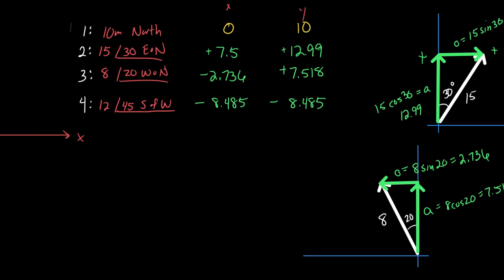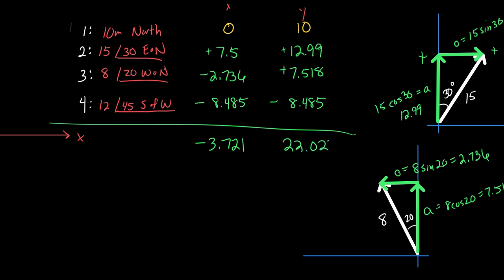Step 2, add up like components. Alrighty. So that's going to be 0 plus 7.5 minus 2.736 minus 8.485. Negative 3.721. My addition okay? All right. 10 plus 12.99 plus 7.518 minus 8.485 equals 22.023.